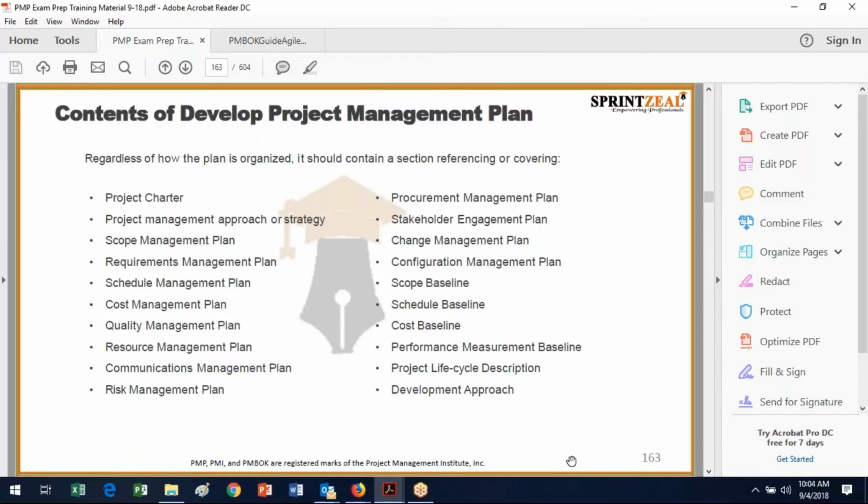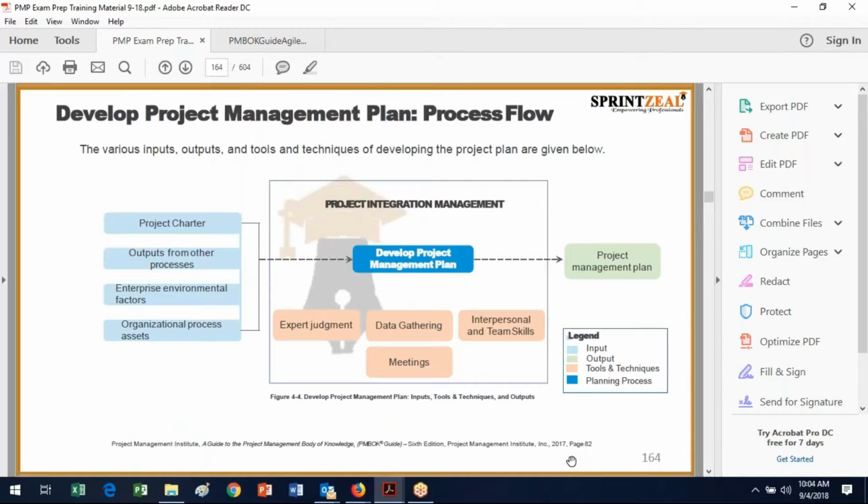Okay, so next we want to develop the project management plan. So again, we have our ITTO diagram. Our inputs are the project charter, inputs from other processes, our EEFs and our OPAs. We have the tools and techniques that we use to develop the project management plan, including expert judgment, data gathering, interpersonal and team skills, and meetings. The ever-present meetings, that's a lot in a lot of the processes.